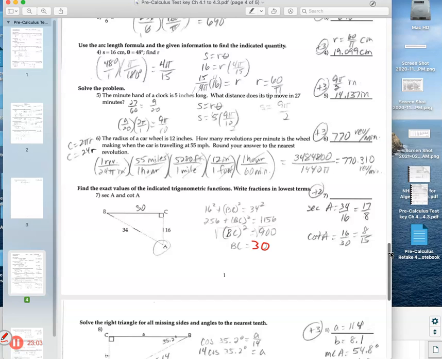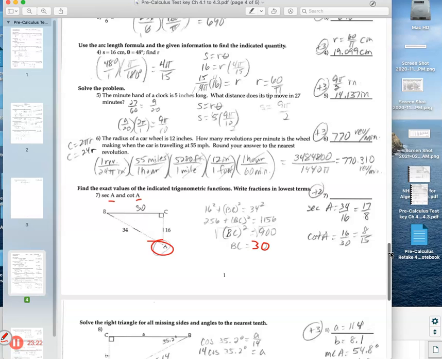And now we need secant. So we remember that secant is what you get when you flip cosine. So it's going to be hypotenuse over adjacent. And this is the angle we're supposed to focus on, because they said angle A. So 34 over 16, which can of course be reduced to 17/8.